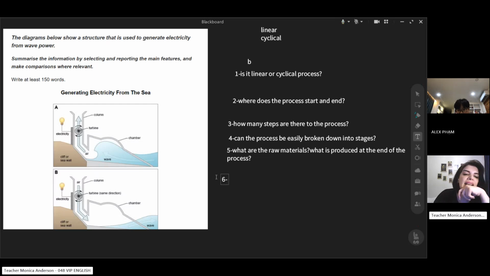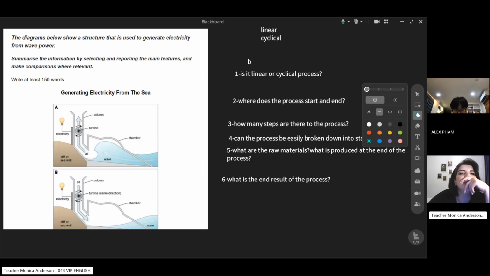Okay, and the next question: what is the end result? For example, the end step, the end result is to produce electricity. So it's not a material. What is the end result of the process? In generating electricity, we don't make a product; we generate something, and the result is electricity. So we need to pay attention. These are questions you need to have in your mind when writing your essay. Now let's get started with our introduction.